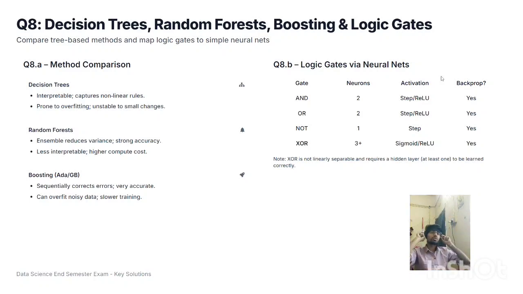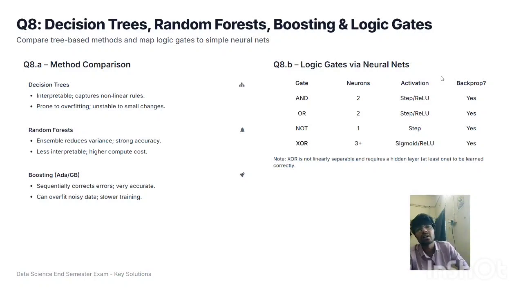Now go to question number 8 part B. It's about building logic gates with a neural network. So the table shows that AND, OR, and NOT gates need one to two neurons with step or ReLU activation. All need backpropagation for training.